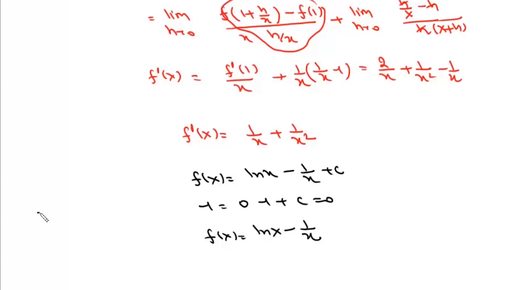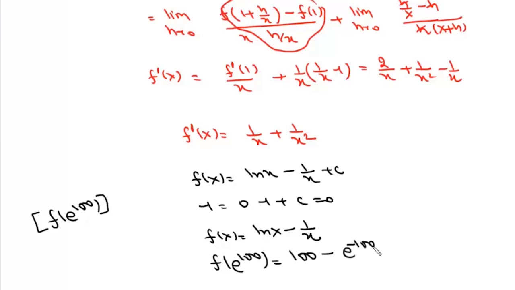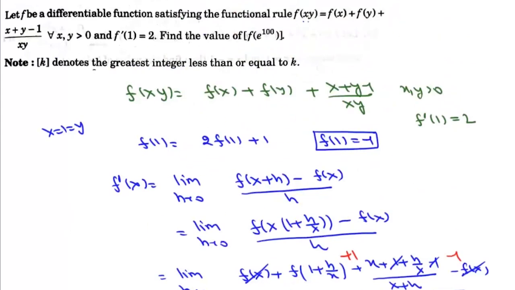Now we need to find the value of the greatest integer function of f e to the power 100. First we'll find f e to the power 100. Now this f e to the power 100 will be 100 minus e to the power minus 100, which is 100 minus some small value. And if we take the greatest integer function of f e to the power 100, it will be 100 minus h, which is 99. So the answer to this question is 99.